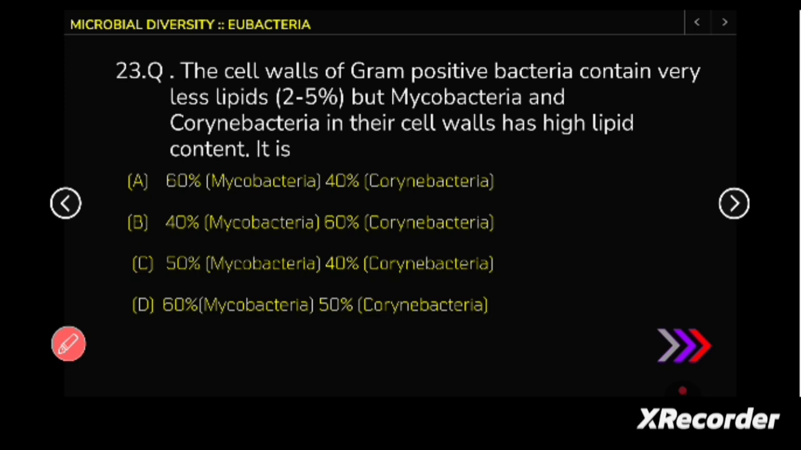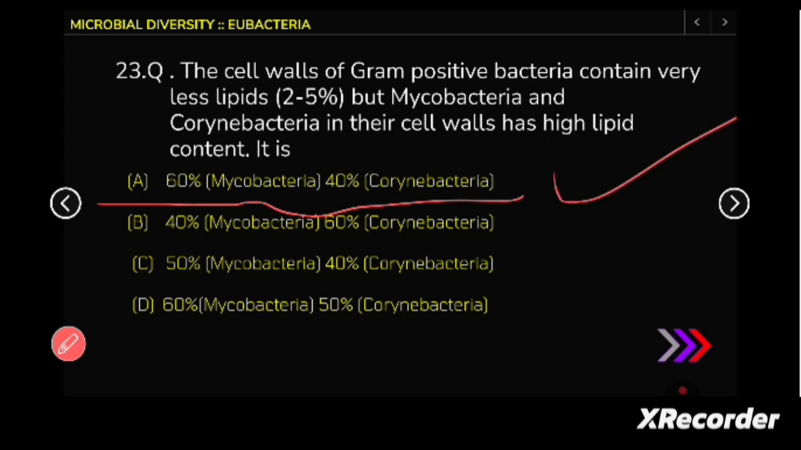Question number 23. The cell walls of gram-positive bacteria contain very little lipid, 2 to 5%. But mycobacteria and corynebacteria have high lipid content in their cell walls. It is A. 60% in mycobacteria, 40% in corynebacteria. B. 40% in mycobacteria, 60% in corynebacteria. C. 50% in mycobacteria, 40% in corynebacteria. D. 60% in mycobacteria, 50% in corynebacteria. Answer is A. 60% in mycobacteria, 40% in corynebacteria.